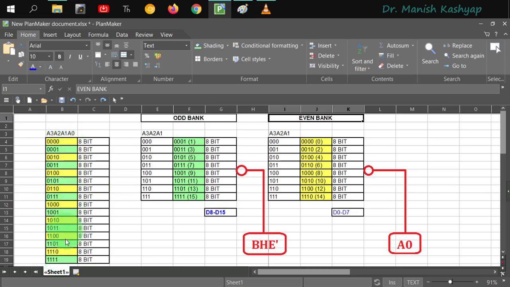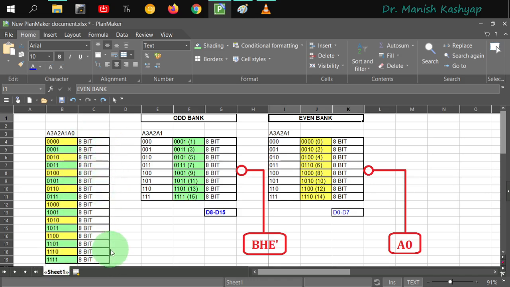Our processor will require 1 megabyte, that is 2 raised to the power of 20 such memory locations. That means 20 address bits will be there. However, this is a pilot example, so we are just taking a 4-bit addressable memory. A total of 16 locations will be there, and each location is 1 byte.